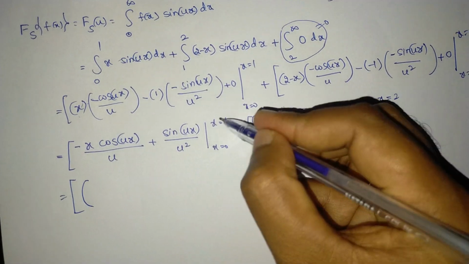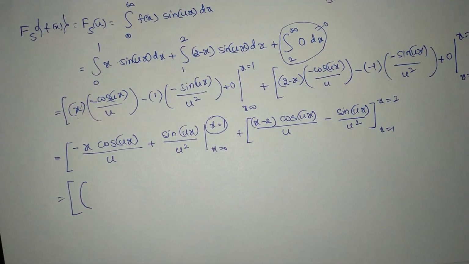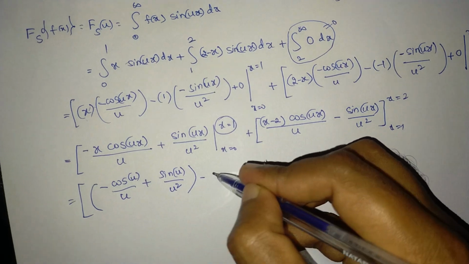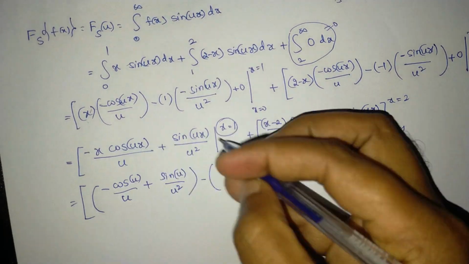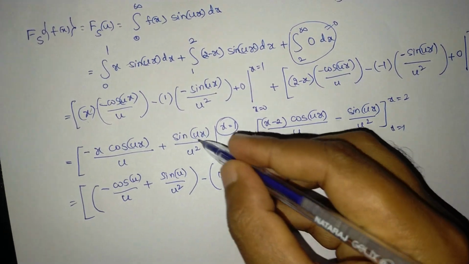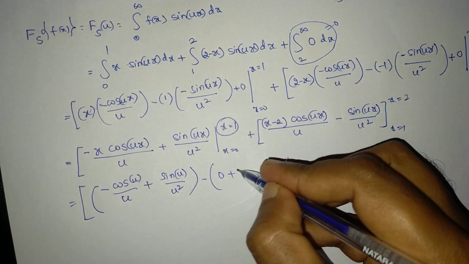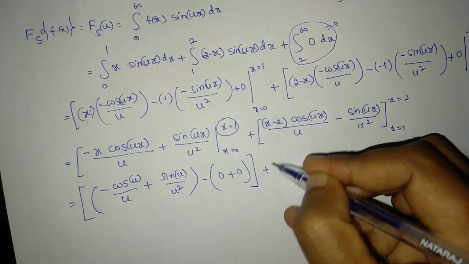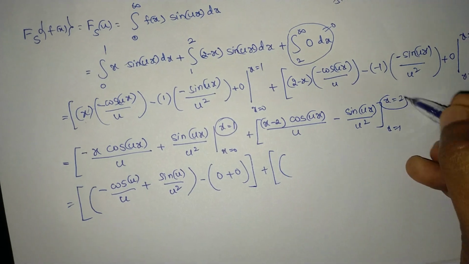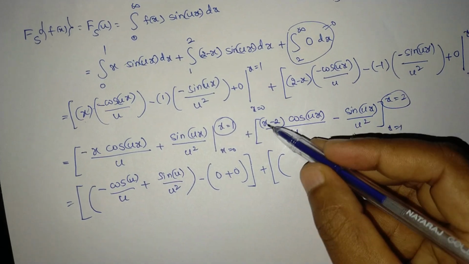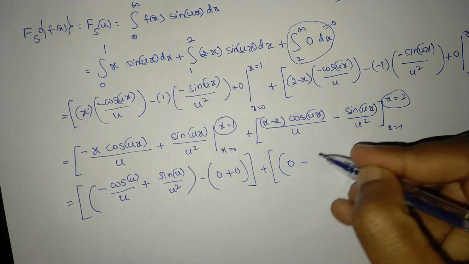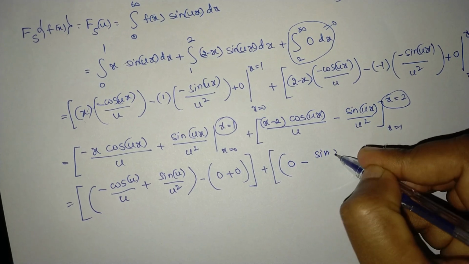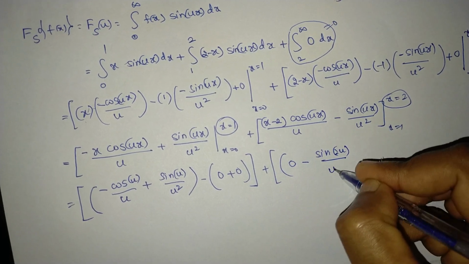Let us substitute x equal to 1 now. What happens? Minus, let us substitute x equal to 0. So 0 into anything is 0 plus sine 0, u into 0 is 0. So sine 0 is 0, right? Plus, again, let us calculate the upper limit here. So put x equal to 2. So 2 minus 2 will be 0. Minus, here it is sine 2u divided by u square.